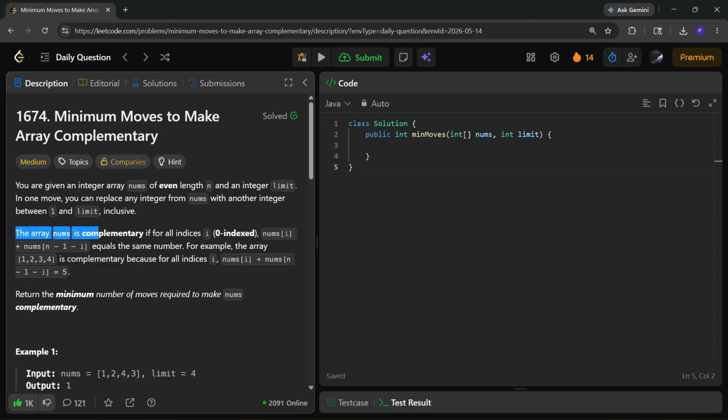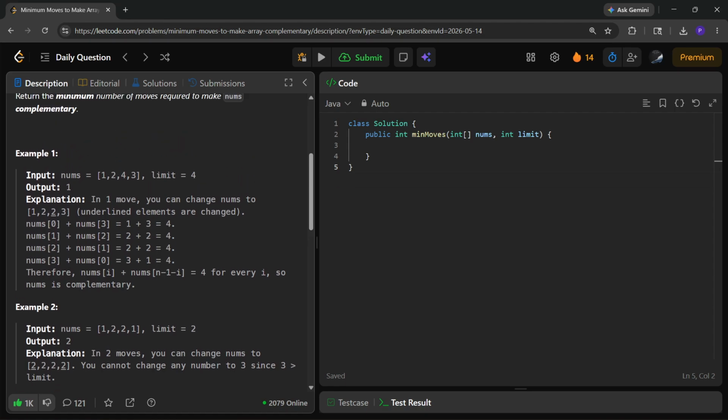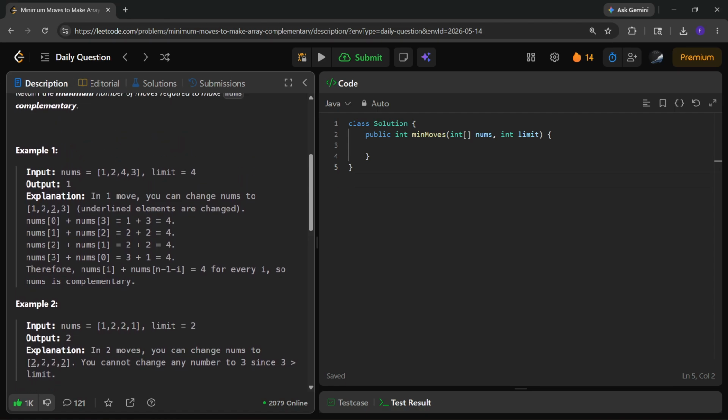The array nums is complementary if for all indices 0-indexed, nums of i plus its complementary number, that is nums of n minus 1 minus i, is equal to the same number. For example, the array 1, 2, 3, 4 is complementary because for all indices i, nums of i plus nums of n minus 1 minus i is equal to 5. Hmm. 4 plus 2 is 6, 1 plus 3 is 4.